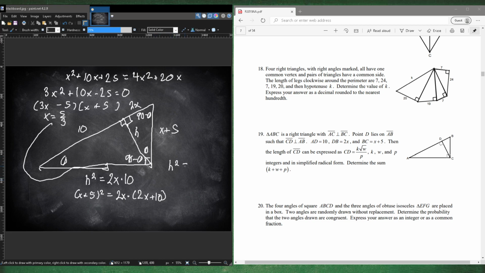So h squared is equal to 2 times 5 over 3 times 10. So 5 times 2 is 10, times this 10 is 100 over 3 equals h squared. So then to get h, which is what we're looking for, just take the square root of that. So square root of 100 is 10, and then square root of 3 on the bottom. And then you can just multiply both the numerator and the denominator by square root 3 to get 10 square root 3 over 3. And 10 is your k, your w is 3, and your p is 3. So adding them all together, you should get an answer of 16.